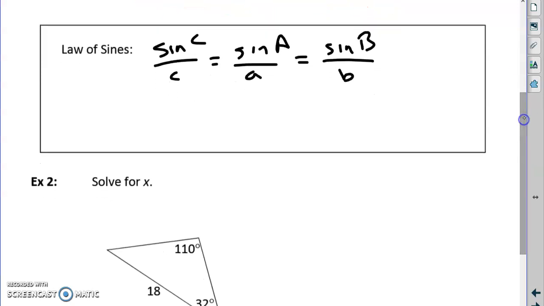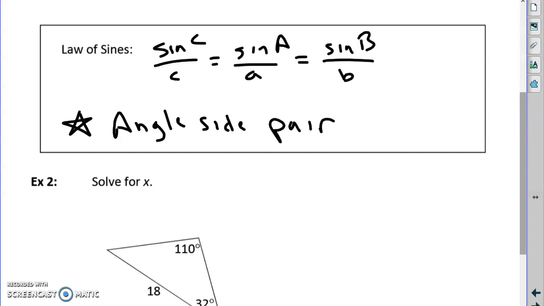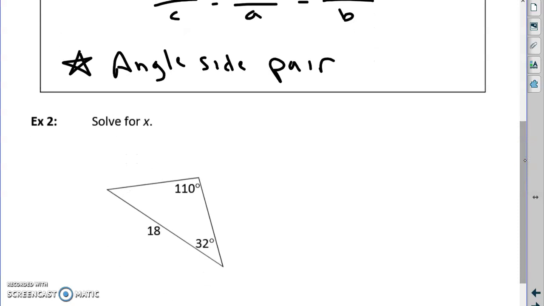What I'm going to put as a little reminder in here is we're going to always look for an angle side pair. That means an angle and the side across from it. If you have that, law of sines is perfect. What we would be finding in this setup is this opposite side of 32.